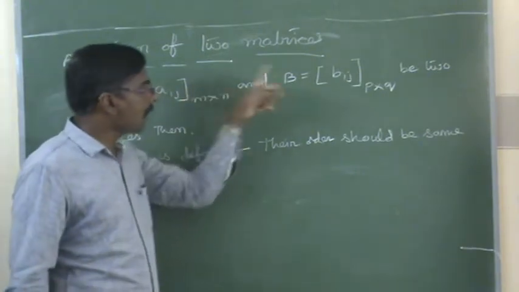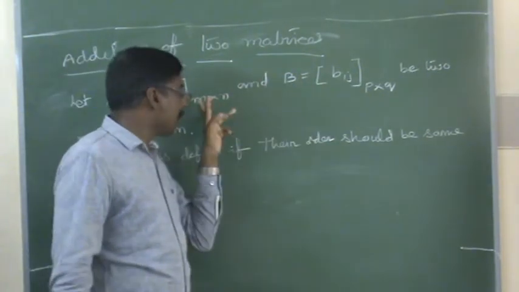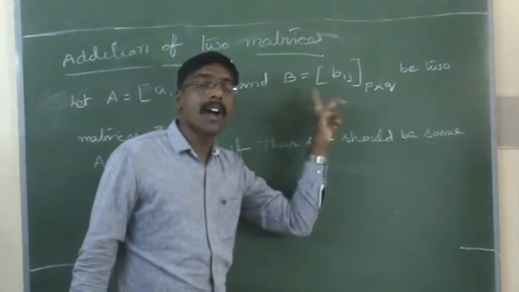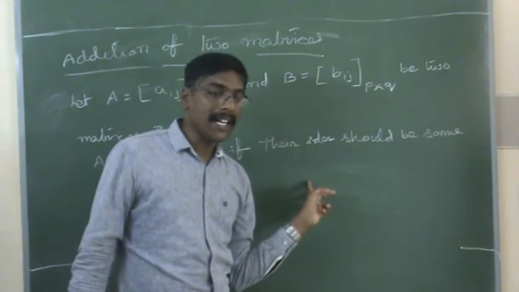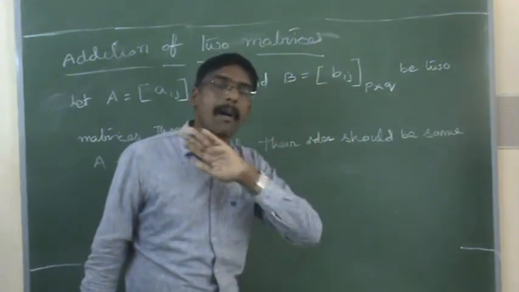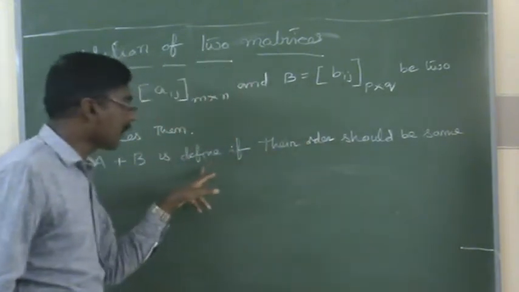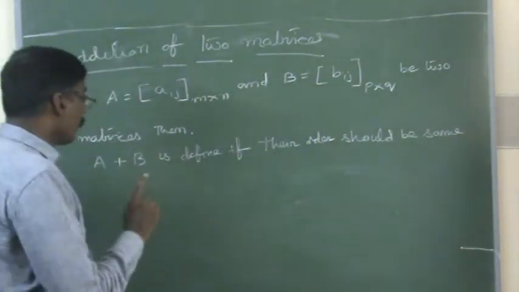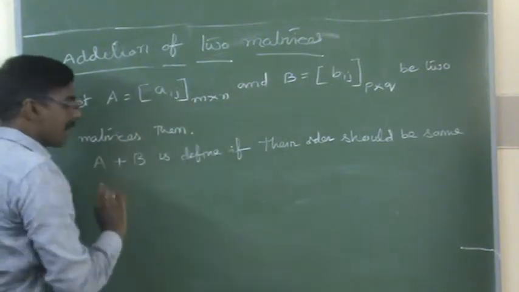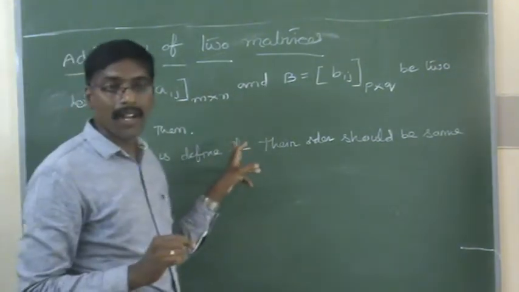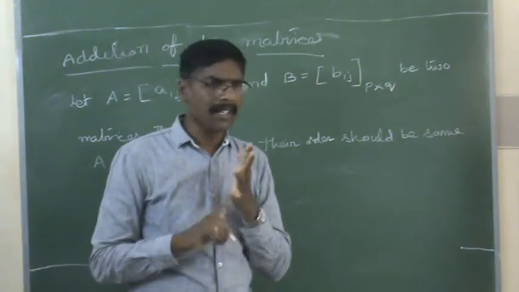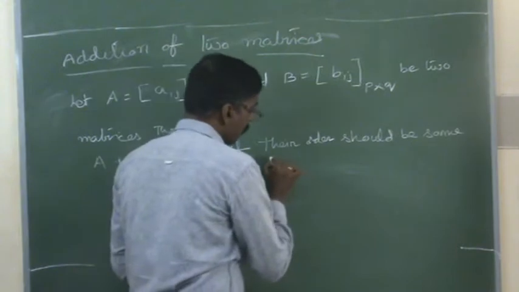Otherwise, if the orders of matrix A and matrix B are not the same, immediately addition of two matrices is not possible. This is a very, very important condition for us. We will take some examples of matrices also. The condition for addition of two matrices and for subtraction of two matrices is the same, that is, their order should be the same.